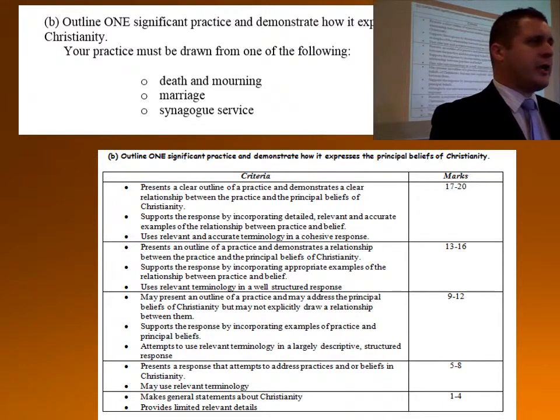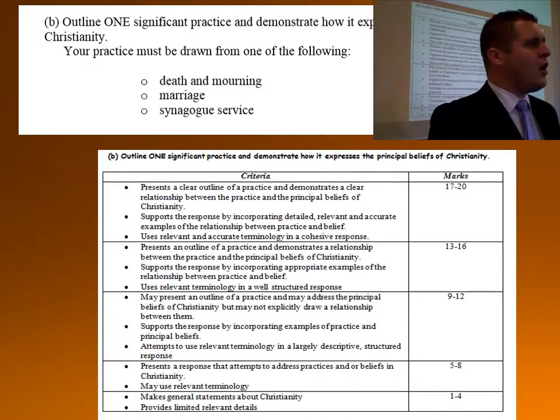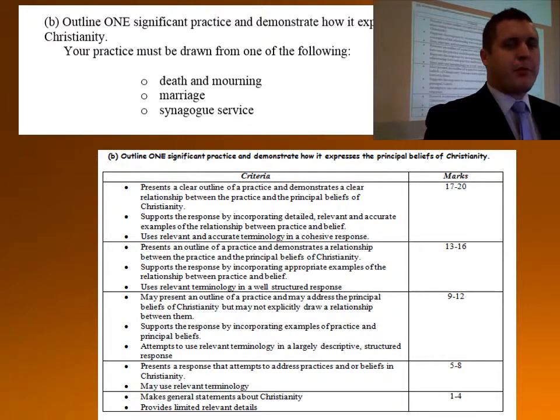Obviously, all three content areas link, and I'd expect you to have prepared responses, although you need to be able to tailor each response and focus in on that question, which I guess is what you're looking at in the last one. So let's take a look at part B. Outline one significant practice and demonstrate how it expresses the principal beliefs of Christianity. So we're doing marriage.